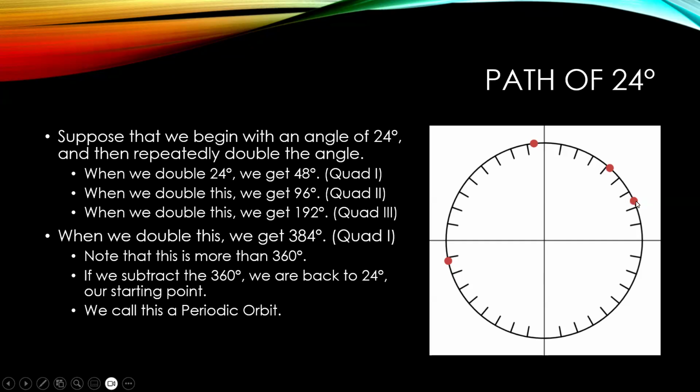And so this is an example of a periodic orbit. 24 doubled goes to 48, doubled goes to 96, doubled goes to 192, doubled goes to 24.